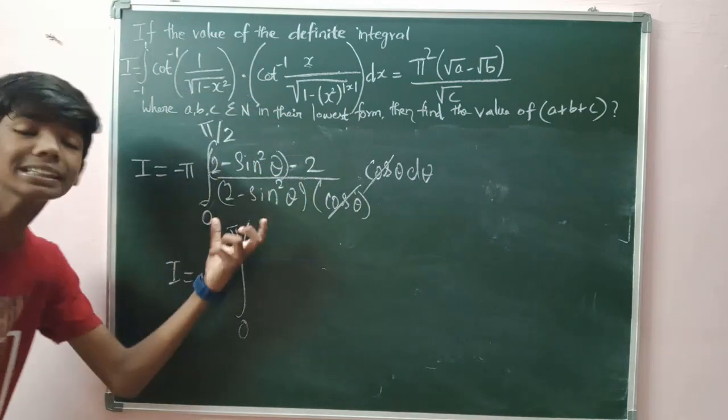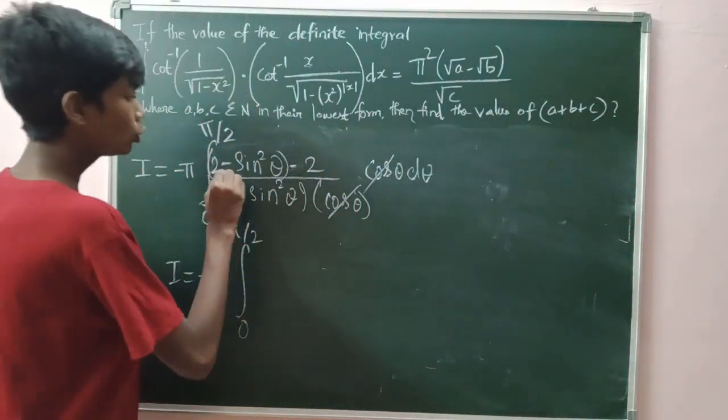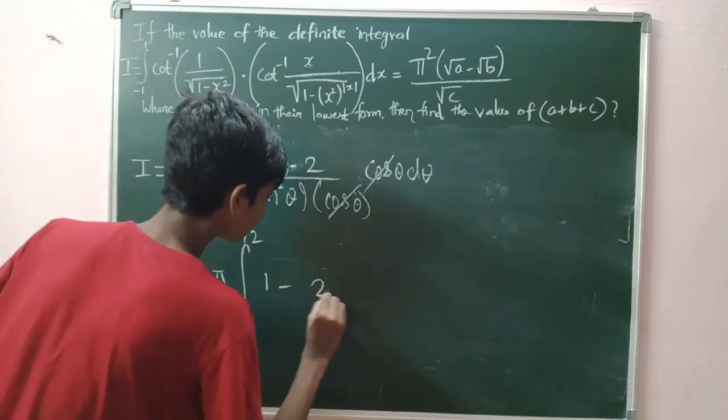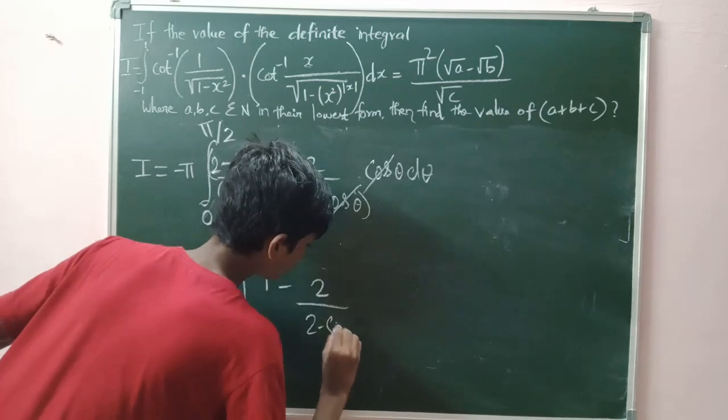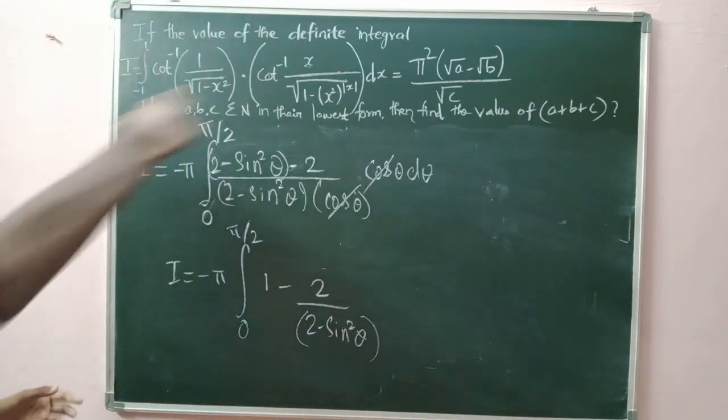They take this 2 minus sin square theta as a separate term and this 2 as a separate term and split it with the denominator. So therefore this can be written as 2 minus sin square theta by 2 minus sin square theta is 1 minus of 2 by 2 minus sin square theta, then the whole d theta.